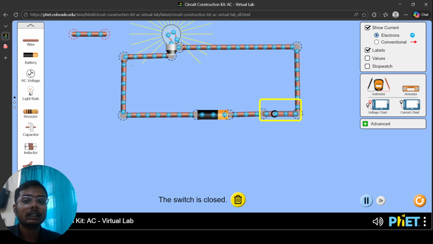Now see, the flow of electrons moves from the positive to the negative direction. This black side is the positive, the yellow side is the negative one, and it is moving from positive to negative. It is going inside the bulb. Now, how the bulb glows, that is a different story. So it goes and then comes back to the battery. This flow of electrons is called the electric current.